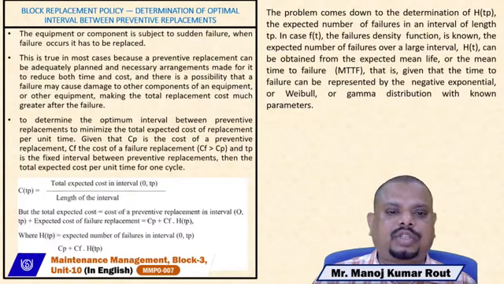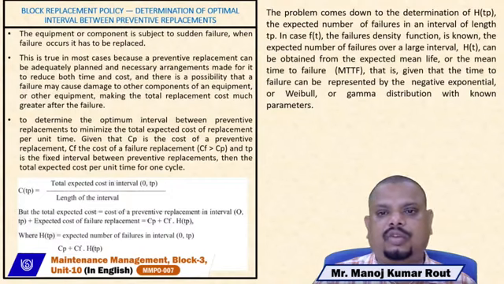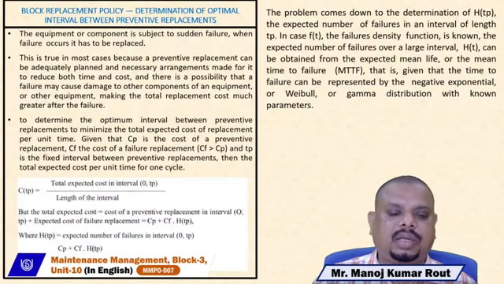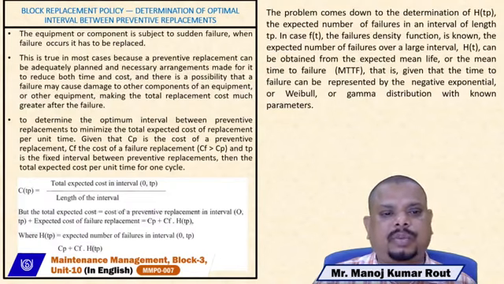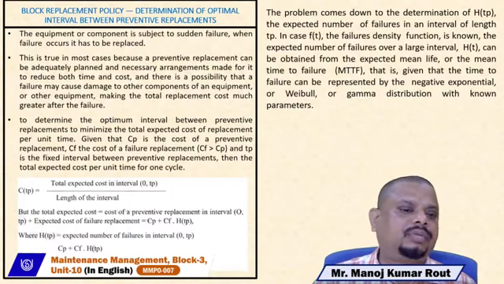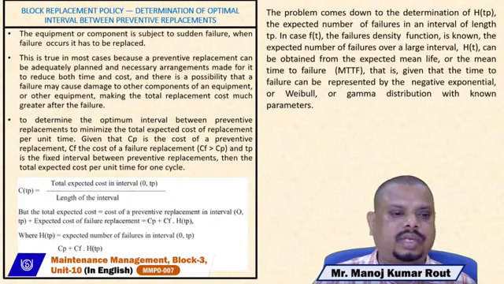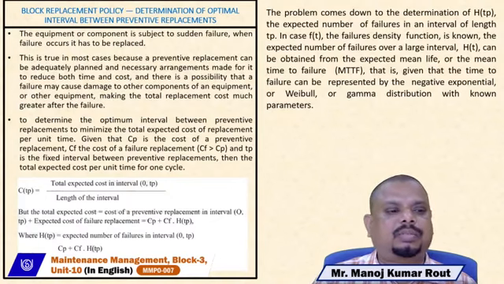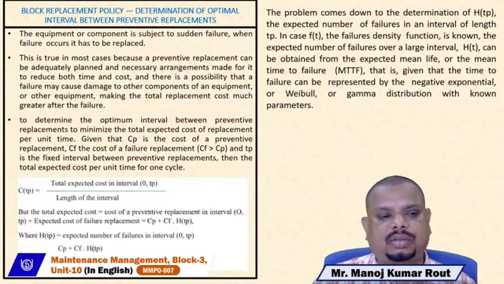There may also be a possibility that the failure may cause damage to other components of an equipment. Suppose you have a parallel series of equipment, or a continuous series of equipment. If one equipment fails, it directly affects the entire flow of material or a number of workstations, making the total replacement cost much greater after the failure.